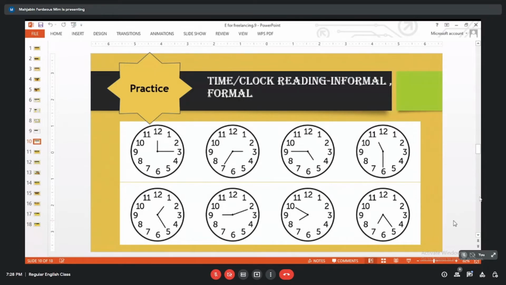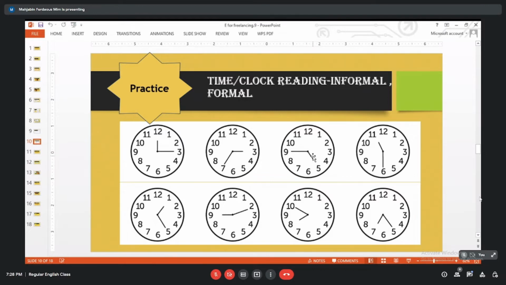Now this is the whole thing for practicing. You can just take a quick snap from this. As I have mentioned here, time or clock reading, formal or informal. I'm just giving you an example, for example, for the third clock. While you are about to say it in the formal way, I mean, while you are asked, what time is it? Can you please tell me?